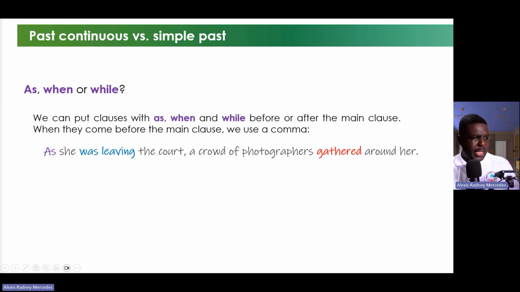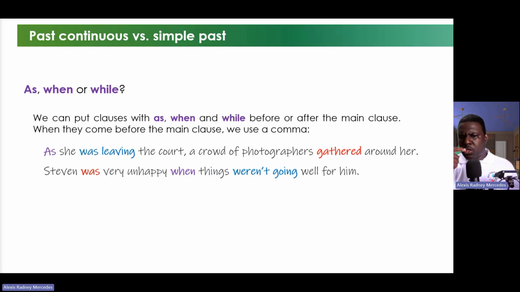Okay, that's it. Let's go to the next one. Stephen was very unhappy when things weren't going well for him. As you can see here, when it's in the middle, you don't need to use a comma.